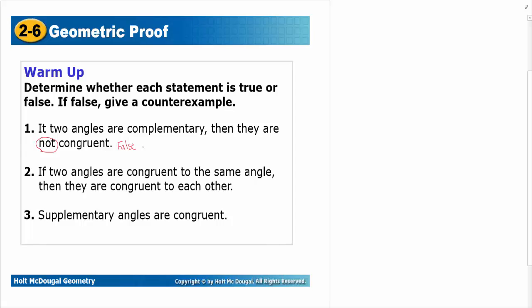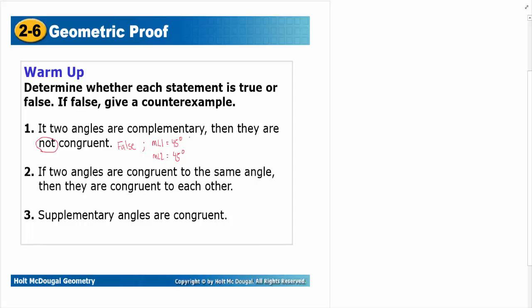The counterexample you should have had for this problem would be something like this. The measure of angle 1 is 45 degrees and the measure of angle 2 is 45 degrees. In this scenario, you've shown through a counterexample that if two angles are complementary, then they are not always going to be not congruent. They could possibly be congruent if they were both 45.